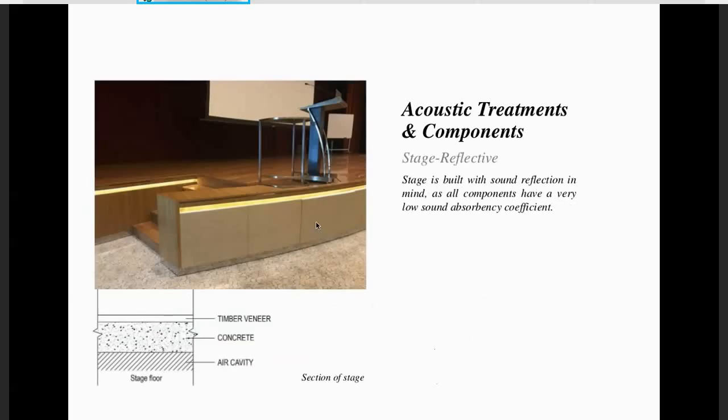And then in front, you look at the stage. Just now we mentioned that the stage actually has reflective material. If it doesn't, for example, if they put carpet on the stage, then you need a good speaker to project the sound to the back of the hall. This stage is made out of timber veneer on top, and underneath you have concrete, an air cavity, and the floor.